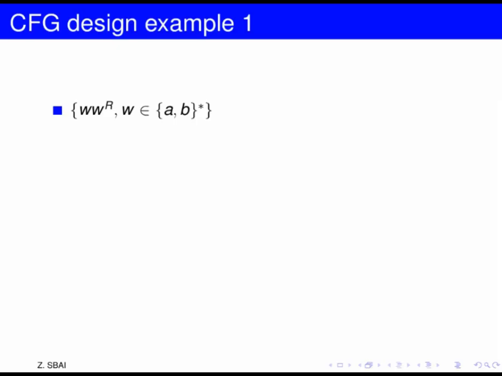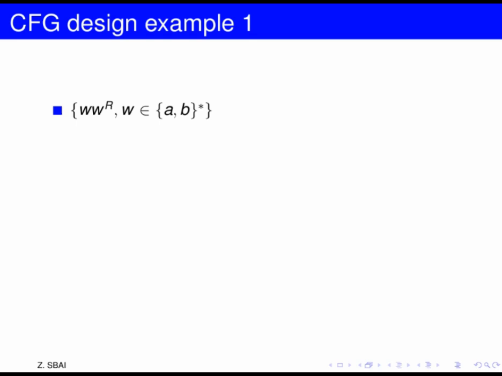Hello, in the last video we discussed context-free languages and showed that a language is context-free if it's described by a context-free grammar. So for each language, if we can write a context-free grammar that generates all the strings of this language, we can in this case say that the language is context-free.